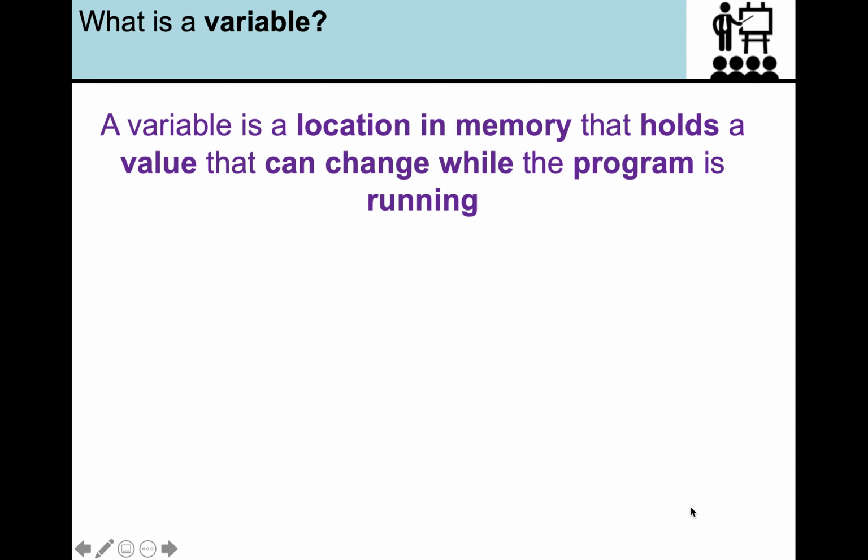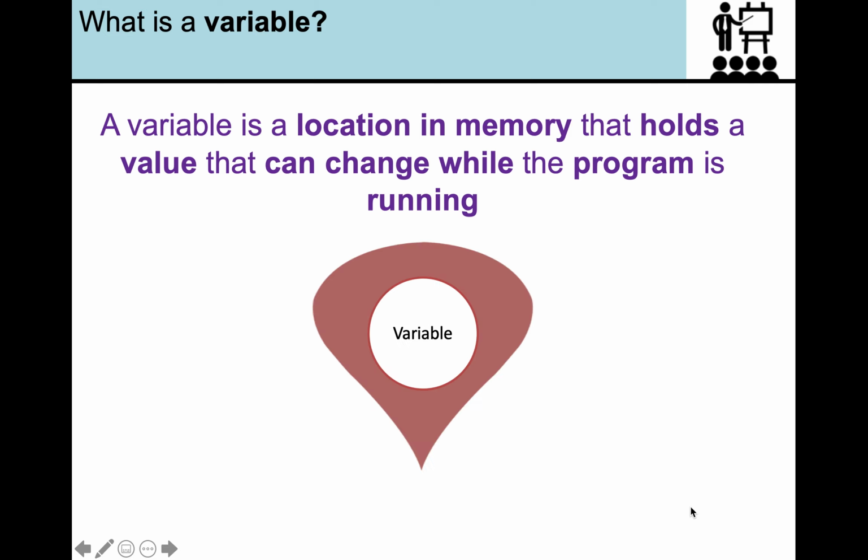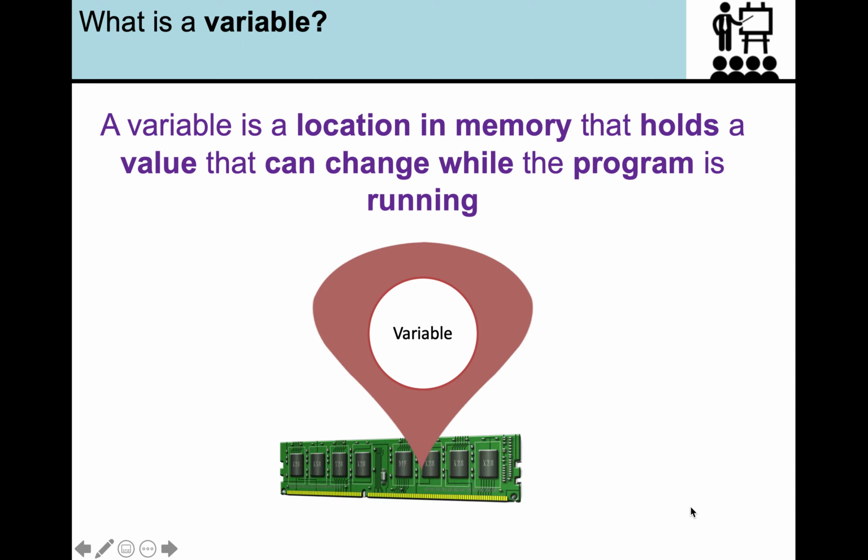So we'll start off with a definition for what a variable is. Well, a variable is a location in memory that holds a value that can change while the program is running. So a variable is a named location that is found in memory. And when we're talking about memory, we're talking about RAM. It holds a value inside that variable, which is a location in memory that can change while the program's running.